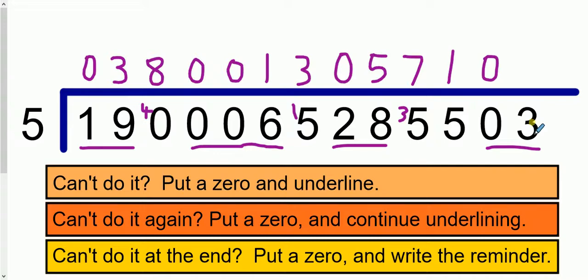And we're right at the end. So what do we do? Well, we can't get a group of 5, so once again, we have to put a 0. But then what? We have to write that leftover bit. We have to write a remainder. We couldn't divide that last 3. We couldn't make any groups of 5 out of it. So we have to show that there's something left over at the end we couldn't divide. And that's why we write remainder 3. And this is now finished.